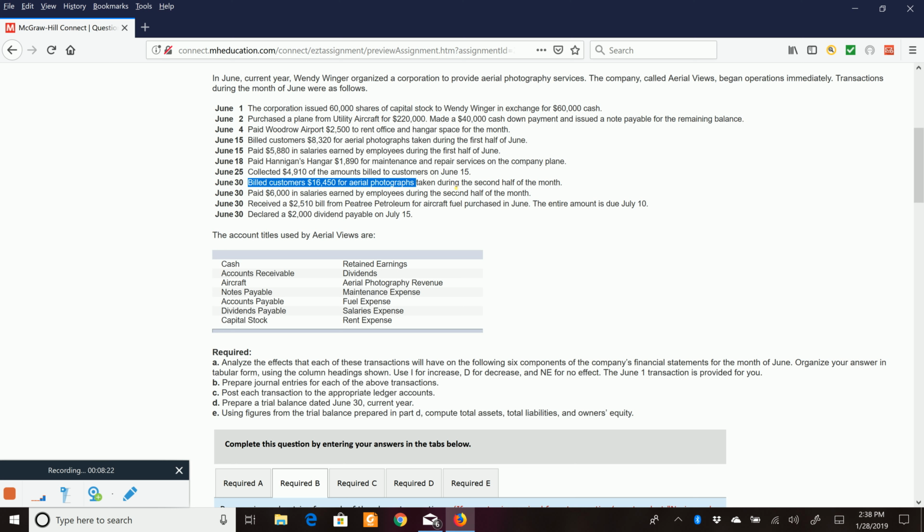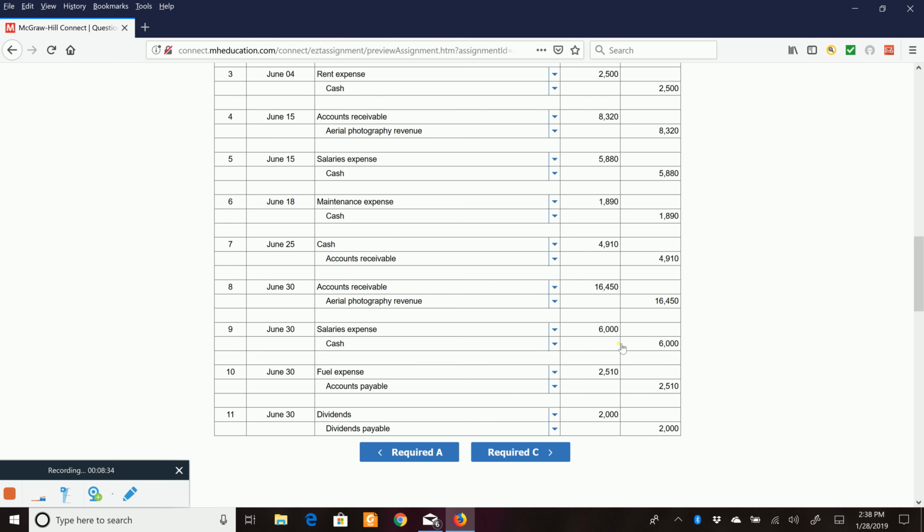June 30th, we billed customers $16,450 for photographs taken during the second half of the month. So all we're doing is billing our customers. We earned our money, so we can record the revenue, and we will do so with a credit to the revenue account. Revenues make equity increase. That's why it's credited. And all we did was bill our customers. We didn't collect yet. So we have to establish this asset called account receivable with a debit.